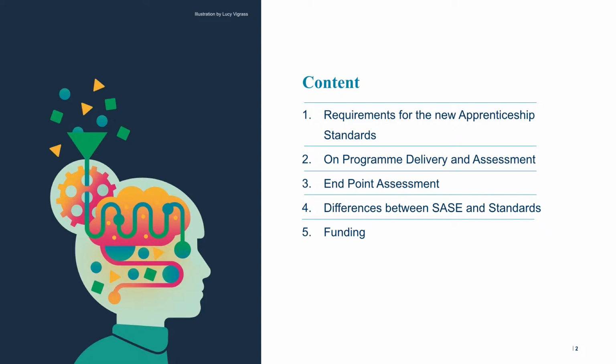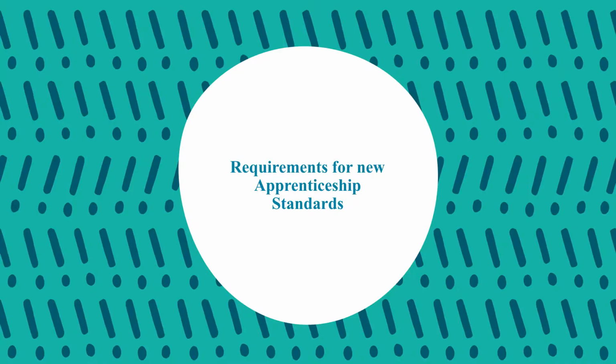Okay, so what are we going to go through today? So today we're going to look at what the requirements for the new apprenticeship standards are. We're going to look at on-programme delivery and assessment in a very brief overhead view. The same with endpoint assessment. We're going to look at the differences between SACE and standards so you can understand the differences and the similarities, because there are some, and also looking at funding. So, the requirements for the new apprenticeship standards.